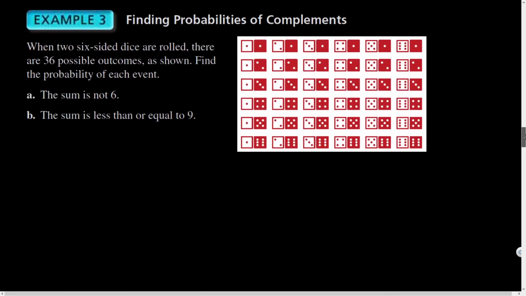All right. So here we go. When 2 6-sided dice are rolled, there are 36 possible outcomes. 2 1s, a 2 and a 1, a 1 and a 2, etc. Find the probability of each event. So for part A, the probability that the sum is not 6.